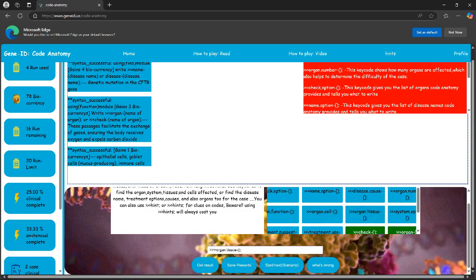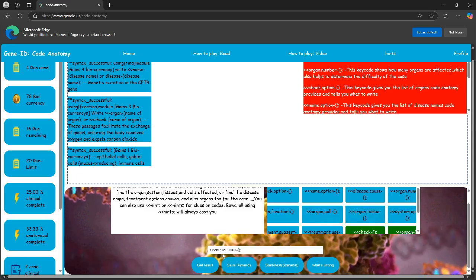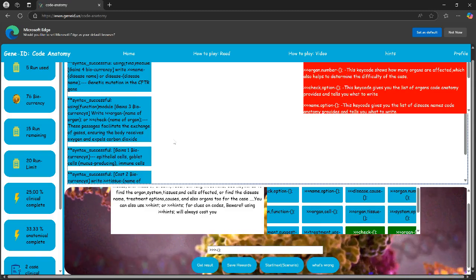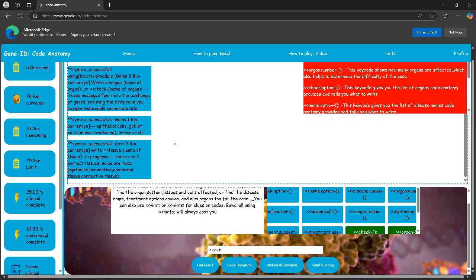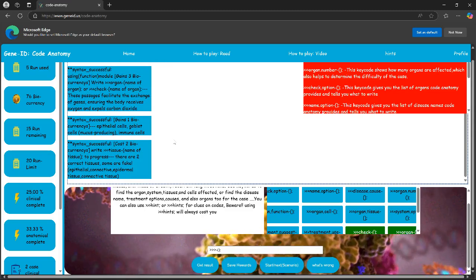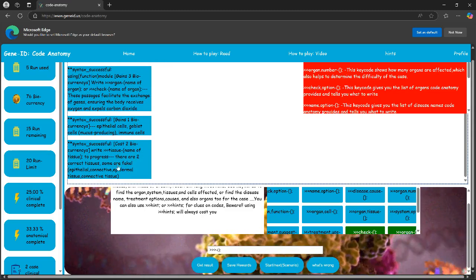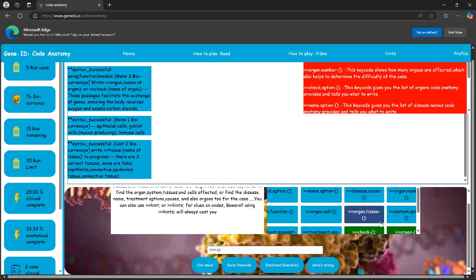And see, we gain points on the anatomy side, 33%. So what organ tissues are involved? Beautiful. Here we lost 2 points. Uh-oh. But now you have an idea of what tissues are involved. All right. Beautiful.